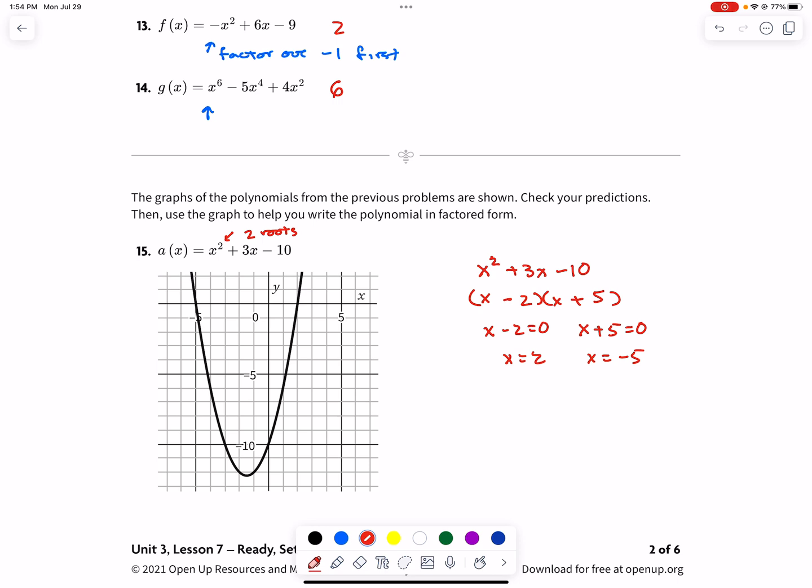On the x-axis, which I will just highlight for you here. Okay. The 2 roots are here and here. So the roots are x-intercepts.